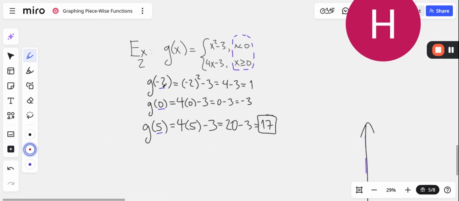Okay, so you can use the points from the previous video to your advantage. When we plugged in -2, which piece were we using? We were using the first piece, and when we plugged in x equals 5, we're using the second piece. That's pretty much how that works.